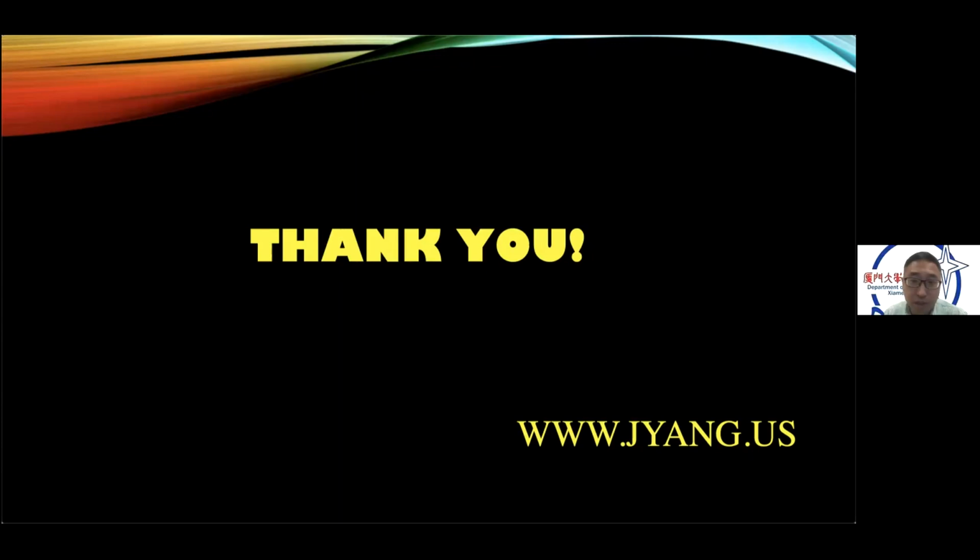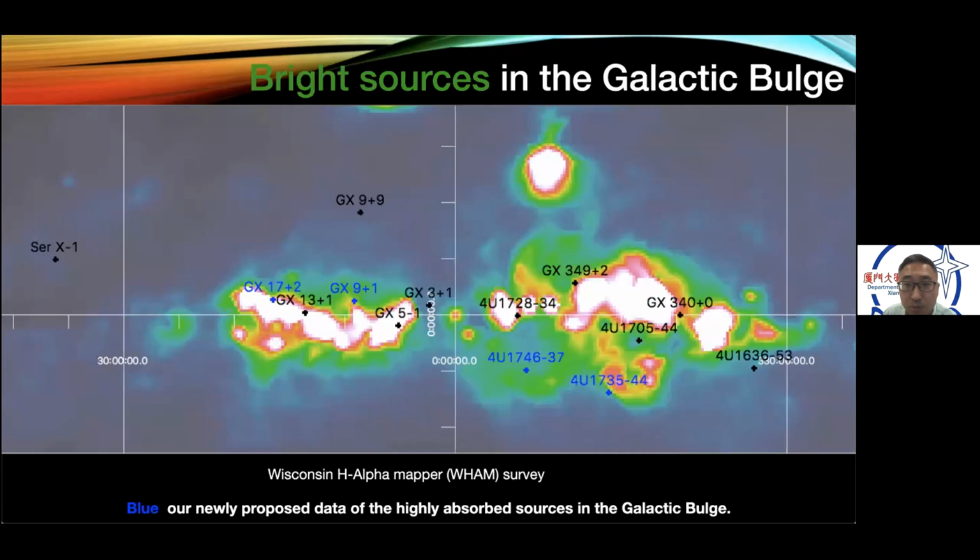I will ask one question. For the bright sources towards the galactic bulge, do you know the range of distances? I mean, along the line of sight, do you have information on the distance to these sources?